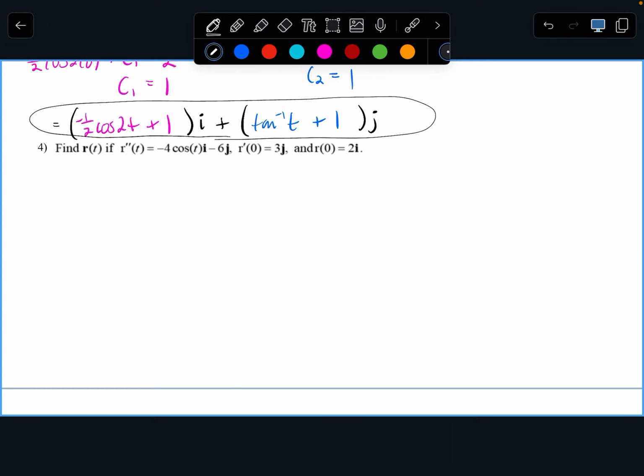This one is like the same thing, only a little more hardcore because you're going to have to do it twice. So you have to find r of t, and you're given the second derivative, and you're given an initial condition and another initial condition.